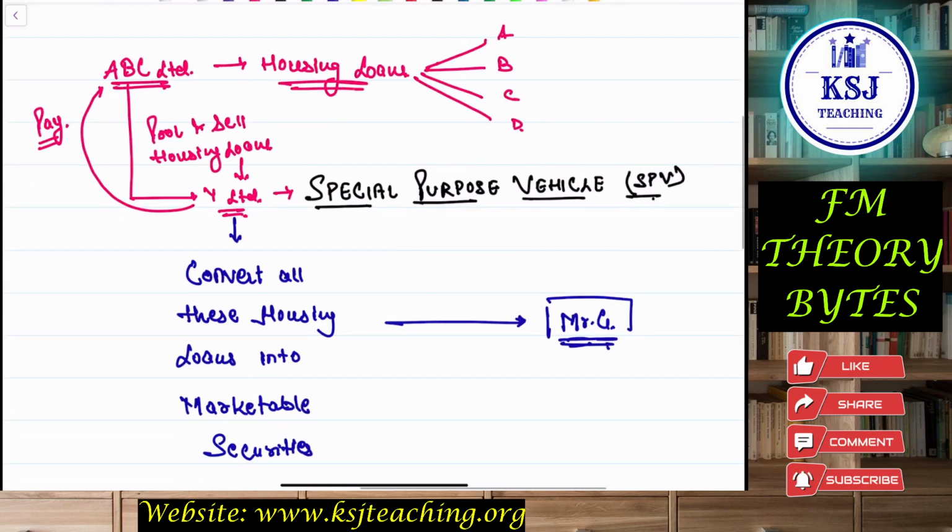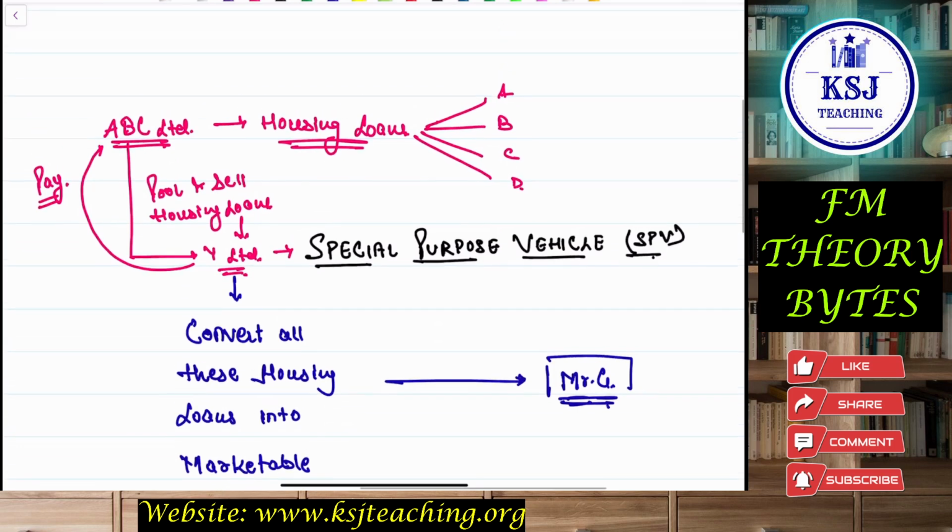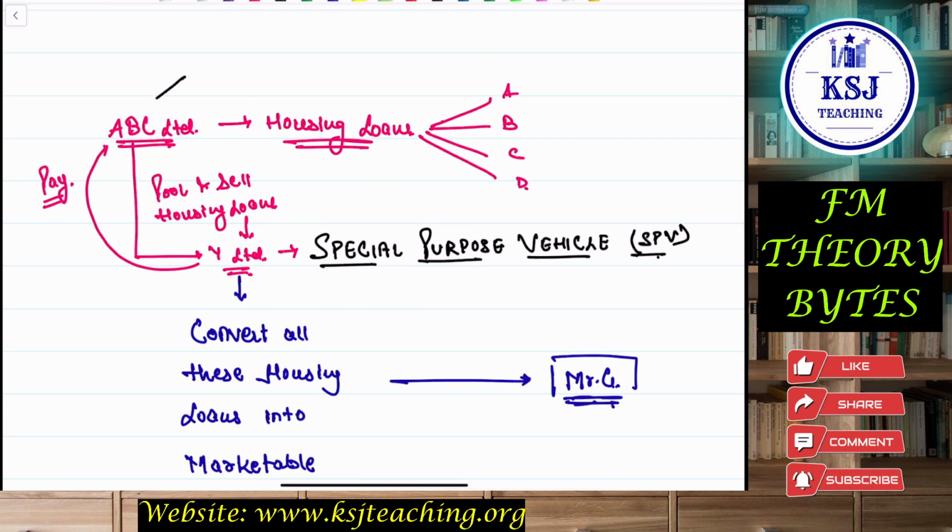So what Y Limited did is, it's a special purpose vehicle. Special purpose vehicle means that they are specialized in this: they buy the housing loans from the companies who run out of money, convert those housing loans into marketable securities, and issue them in the market. Now, what is the benefit to all? Firstly, what is the benefit to ABC Limited?